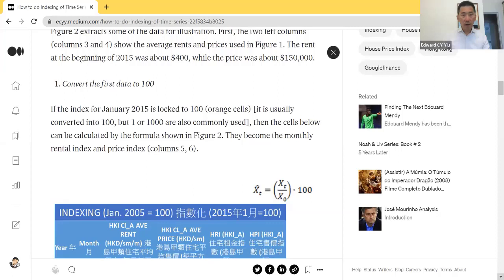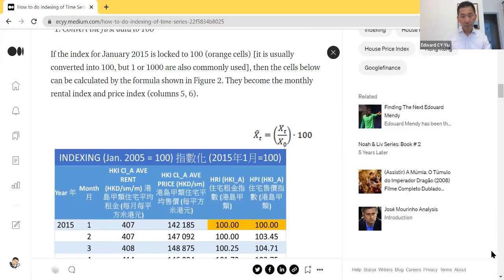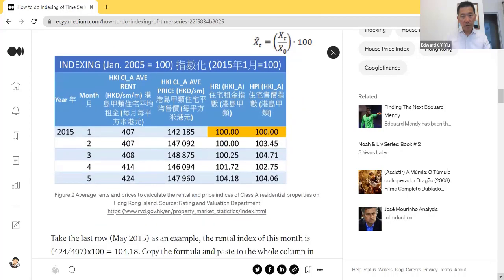So here I prepared a table to explain what it is. The first step is to fix the initial time as 100. Of course, someone would use 1 or 1000 as the initial figure, but it doesn't matter.